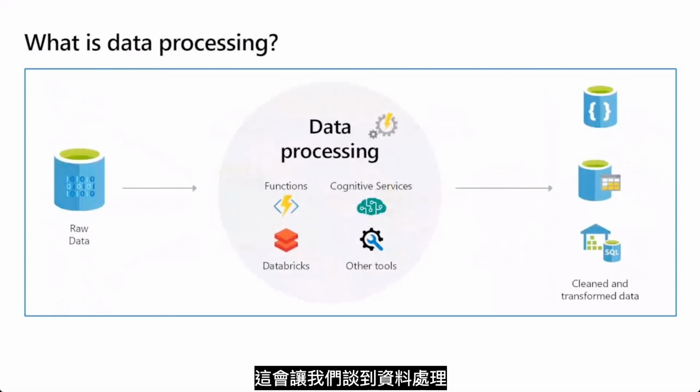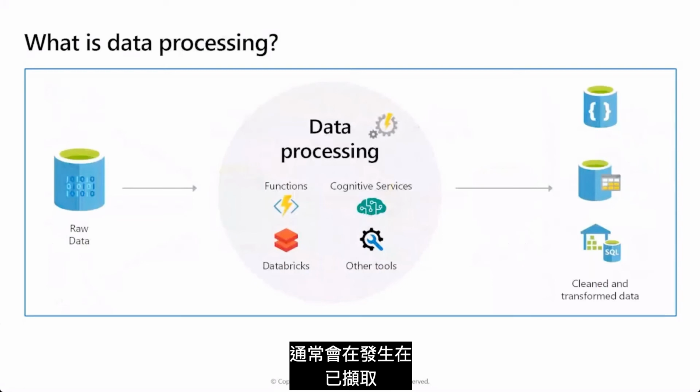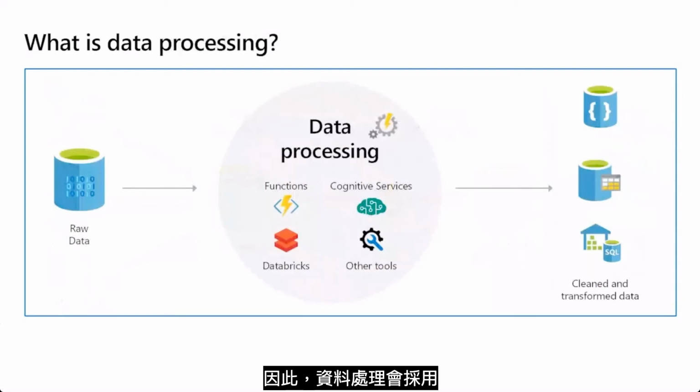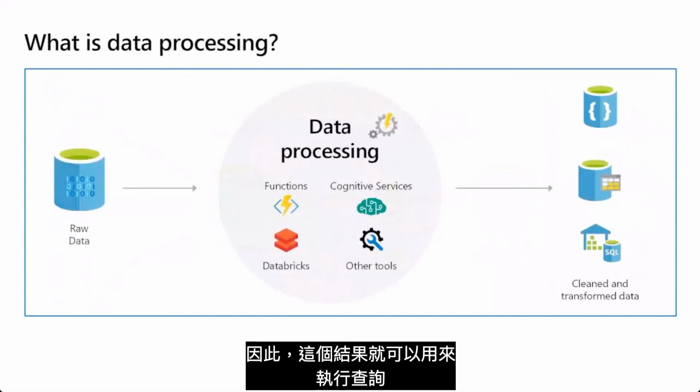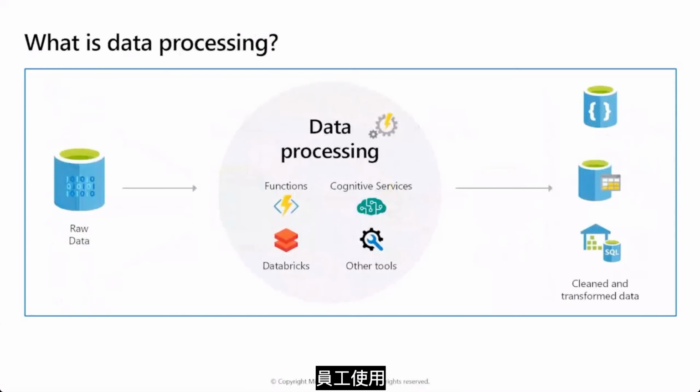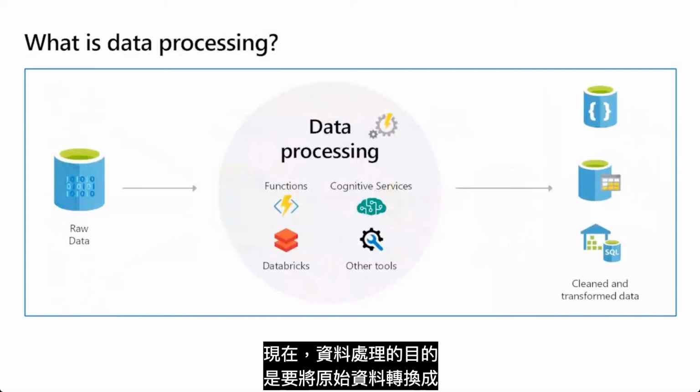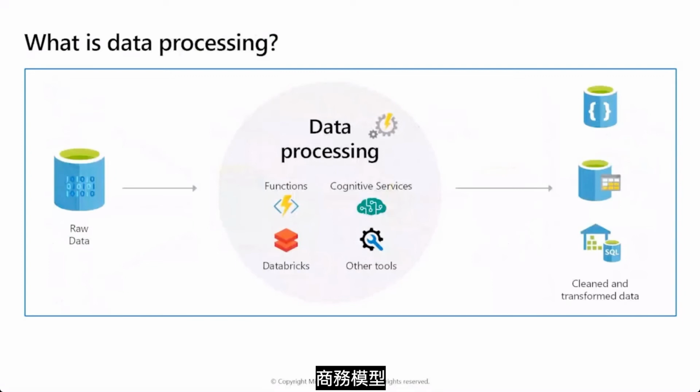Which leads me to data processing. The data processing stage generally occurs after the data has been ingested or collected. Data processing takes the data in its raw format, cleans it, and converts it into a more meaningful format that can then be stored in tables or graphs or document databases and so on. The results can then be used to perform queries and generate visualizations to be consumed by employees throughout the organization. The aim of data processing is to convert the raw data into a business model.